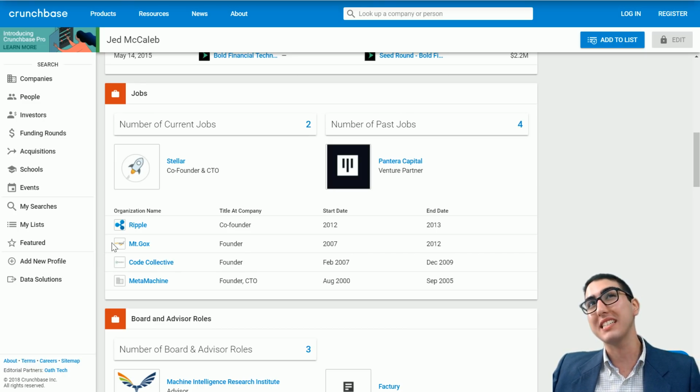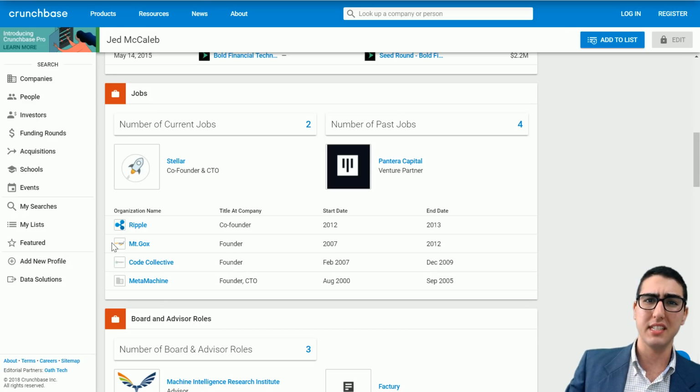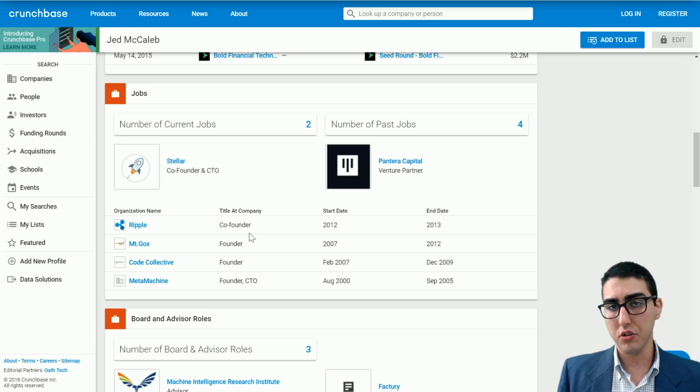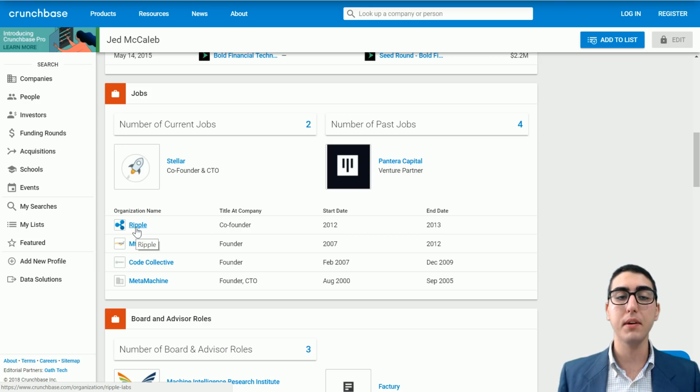Keep that in mind. I think it was a year after is when all of the drama really came into MTGOX, and there was a breach and a lot of people lost tokens. A lot of Bitcoin were lost and stolen. So you can see here, very accomplished in his own right. He started Ripple. Obviously, everybody knows about Ripple.